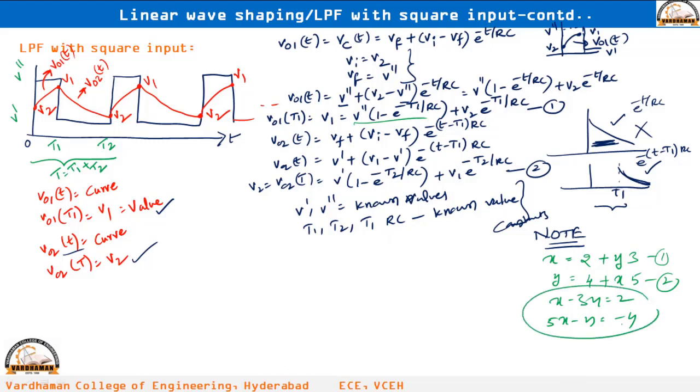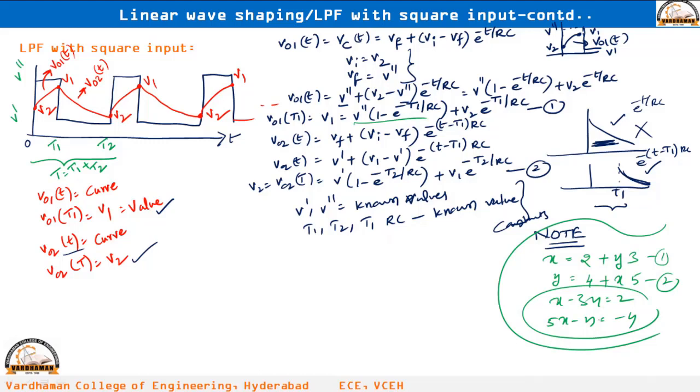It is easy to solve these two equations. A similar thing we have to perform on these equations also. Don't get confused by seeing all these V dash, V double dash, e power minus T1 by RC, T2 by RC. Okay, don't get confused. This analysis is only like this particular example. Okay, we are solving very simple linear algebraic equations only. Okay, now what we need to do, how to solve this?